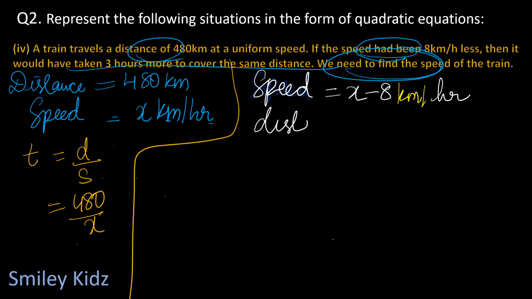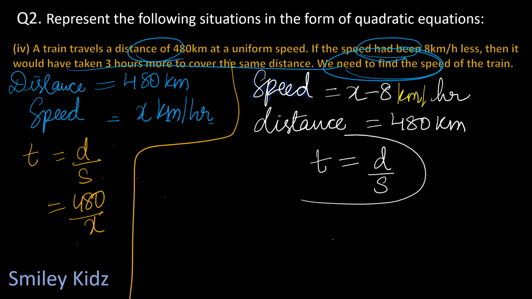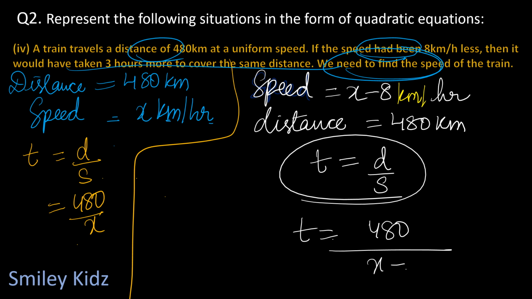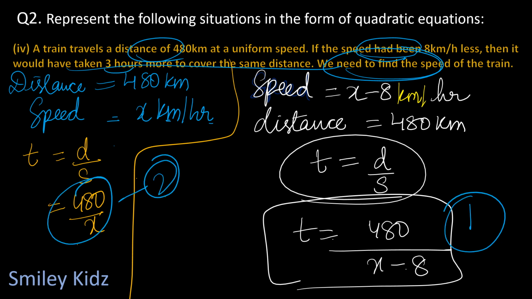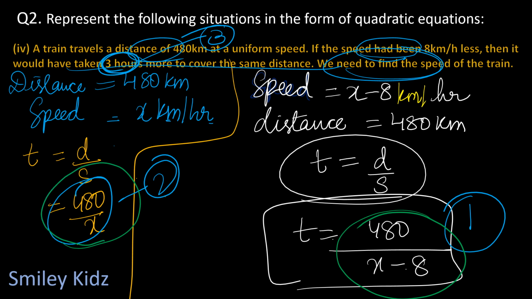Now what is the distance? Distance is 480 kilometers. Now time taken is equal to distance upon speed. So time is equal to 480 upon x minus 8. Now have a look at condition 1, condition 2 and condition 3. So it has been said that if the speed had been 8 kilometers less, then the train would have taken 3 hours more. That means the difference of condition 1 and condition 2 will give you 3, isn't it?